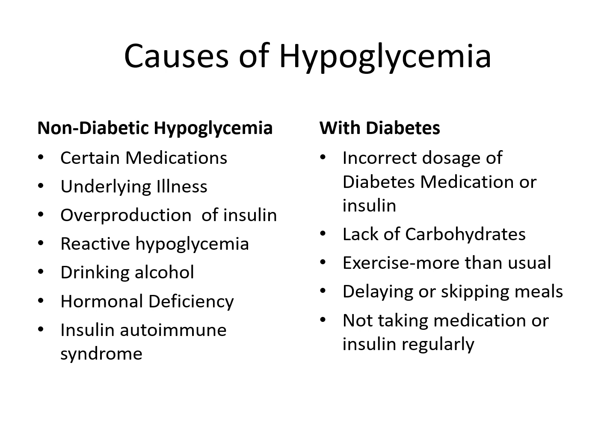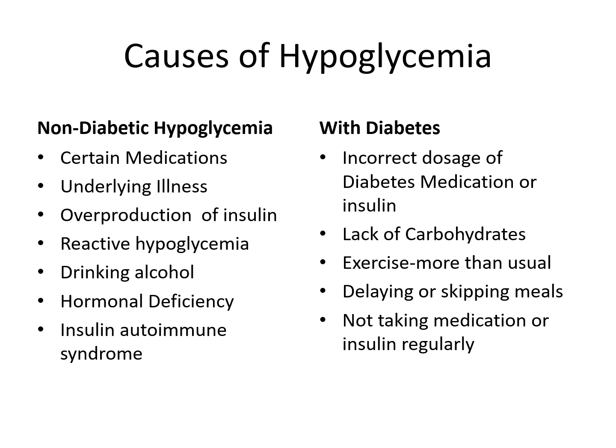For non-diabetic patients, some causes of hypoglycemia include certain medications such as beta blockers like atenolol, heart arrhythmia medications, metformin when they are used with sulfonylureas. Underlying illness, overproduction of insulin. Reactive hypoglycemia is a condition that is poorly understood and is associated with excessive insulin production. This typically happens within a few hours after eating a meal.